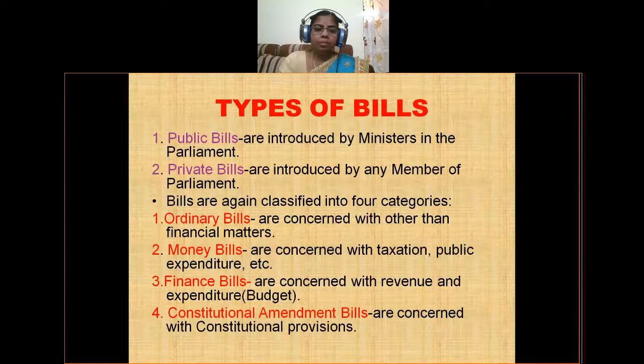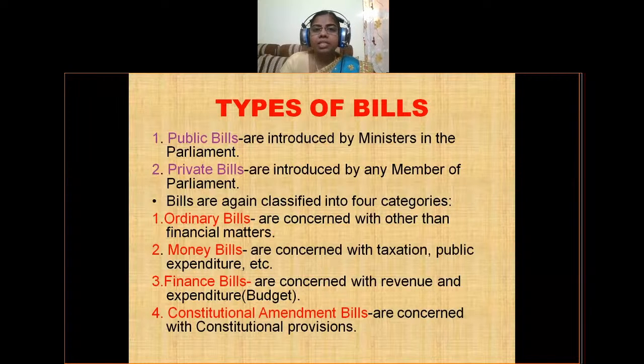So what are ordinary bills? Ordinary bills are concerned with other than financial matter. So ordinary bills are the bills which are not regarding financial matters. Next one is money bills. Money bills are concerned with taxation, public expenditure, etc. That means these are regarding money matters, taxation and public expenditure. And next, finance bills. Finance bills are concerned with revenue and expenditure, or it can also be called as budget.